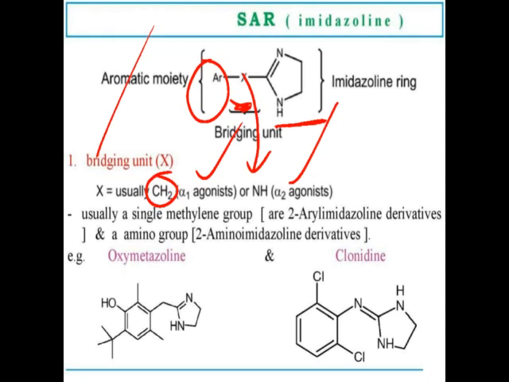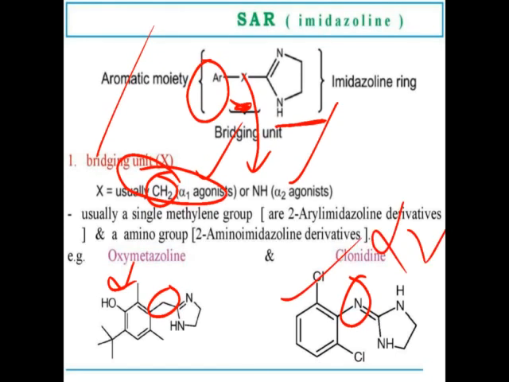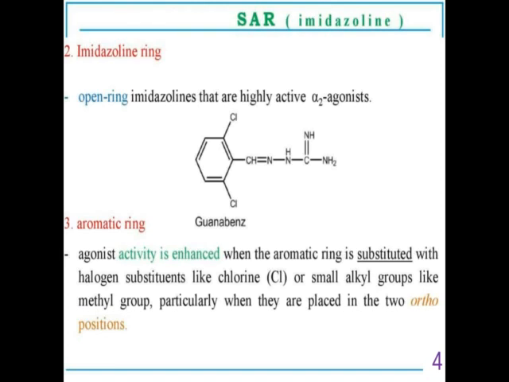Usually a single methylene group is present in between the aromatic part and the imidazole ring. Here you can observe this CH2 group is present. This is the example, oxymetazoline. So as per the SAR, if a CH2 group is there, the drug becomes more of an alpha 1 agonist. Here you can observe the amine part. At that time the drug becomes more of an alpha 2 agonist. So this clonidine is an alpha 2 agonist. This oxymetazoline is an alpha 1 agonist.